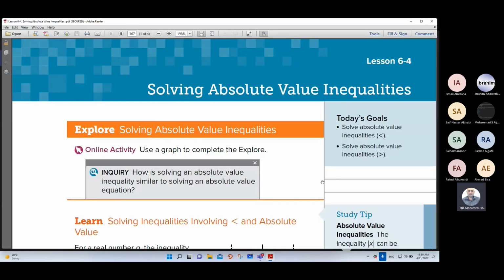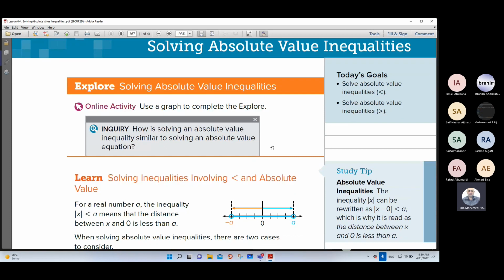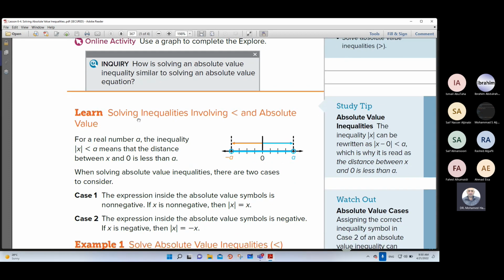Math grade 9 Algebra 1. We are in Model 6, Lesson 4, Solving Absolute Value Inequalities. The first idea in this lesson, we want to learn solving inequalities involving less than an absolute value.